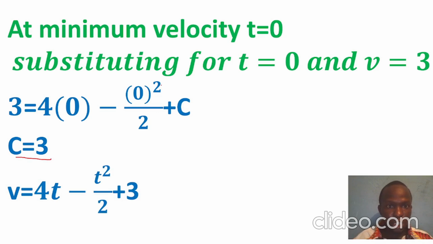And then the equation can be rewritten, fashioned in such a manner that we have the numbers and the t. So v is equal to 4t minus t squared over 2 plus 3.